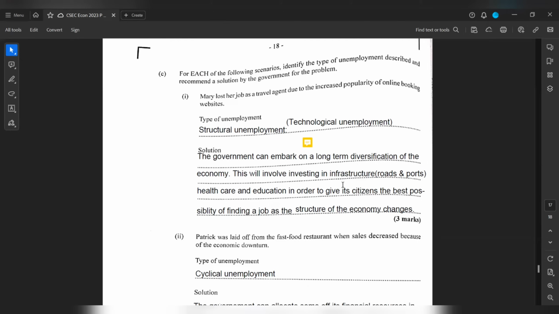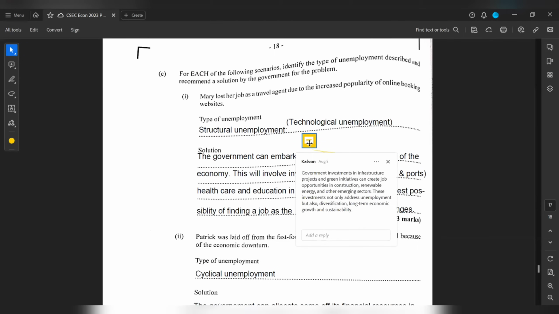Or another solution could be that government investments in infrastructure projects and green initiatives can create job opportunities in construction, renewable energy, and other emerging sectors. These investments not only address unemployment but also diversification, long-term economic growth, and sustainability.